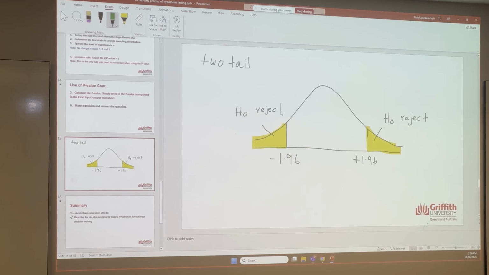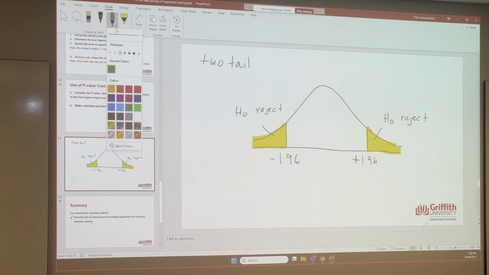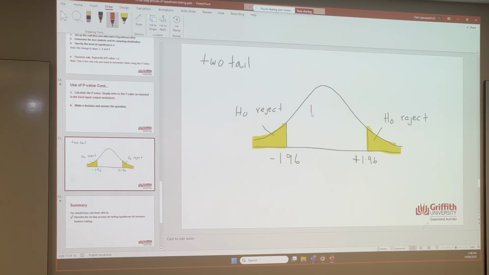Okay, and in the middle, this is called the H0 acceptance region. To your left-hand side from -1.96 and your right-hand side from 1.96, in either case you reject H0. How do you decide that? That is how you have to find your Z value.